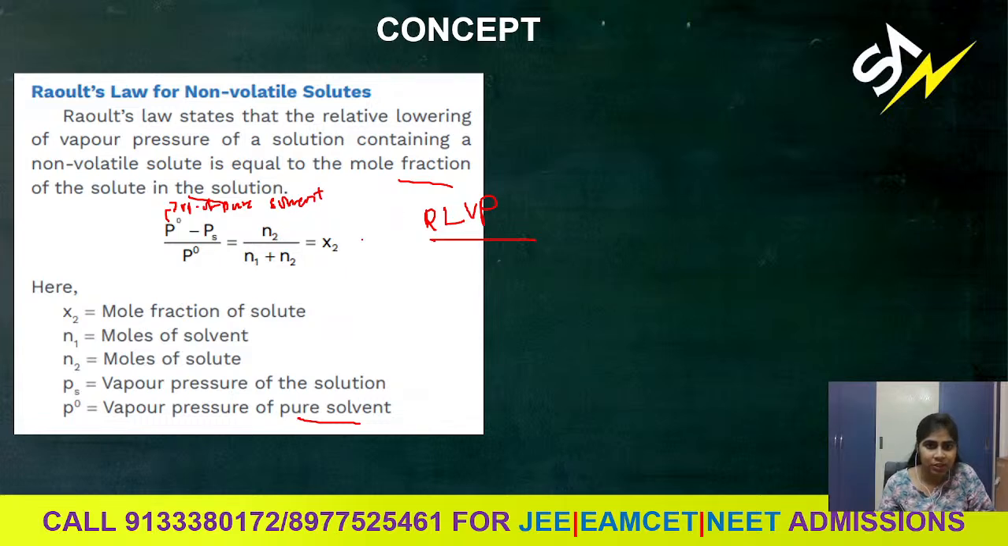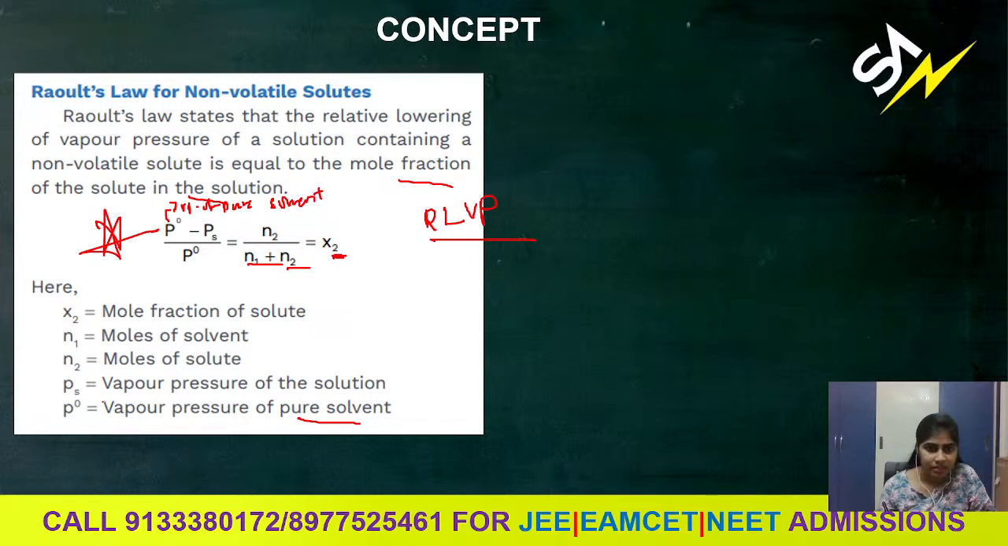If that is equal to the mole fraction of the solute in the solution, then that is known as Raoult's law for non-volatile solutes. So for non-volatile solutes, this is the formula to be applied, and this is the most important formula. Here X2 is the mole fraction of the solute, which can be determined by the formula N2 by N1 plus N2. N1 is the number of moles of solvent, and N2 is the number of moles of solute.